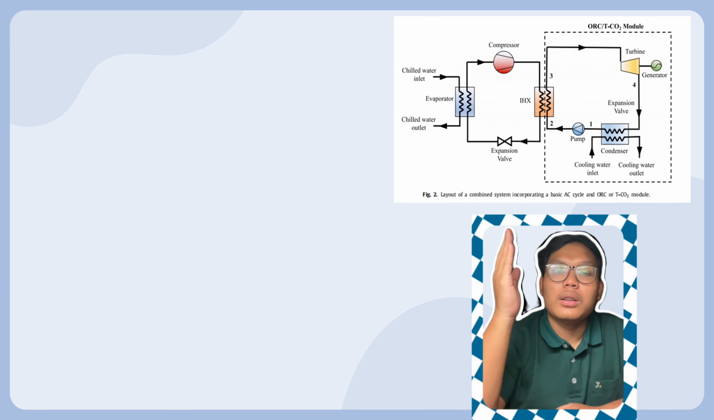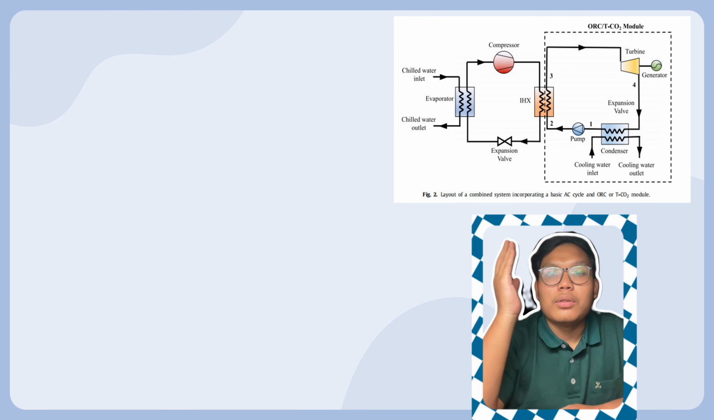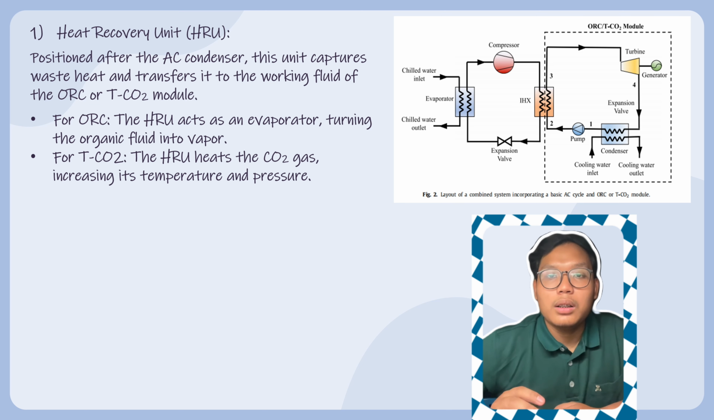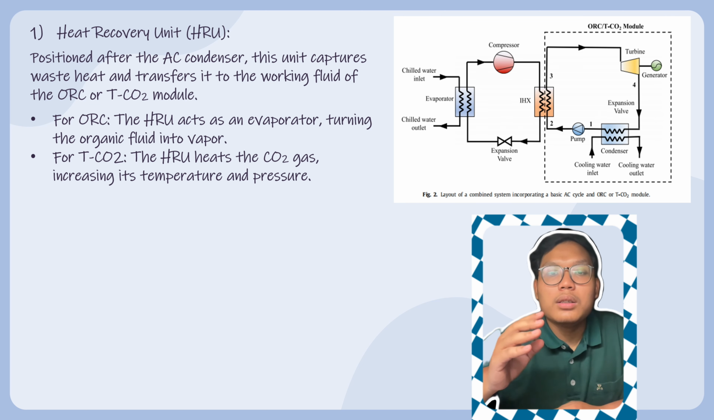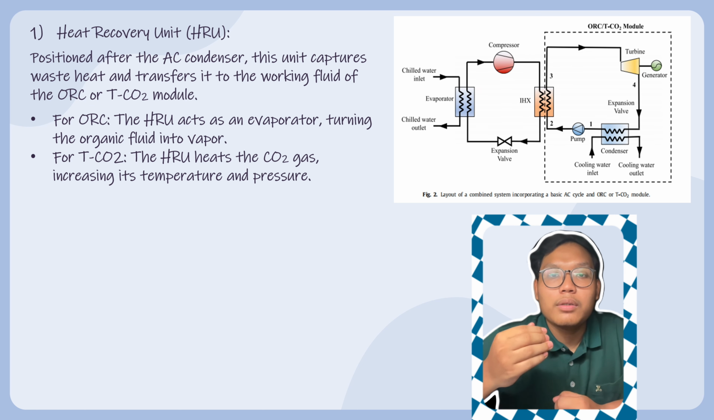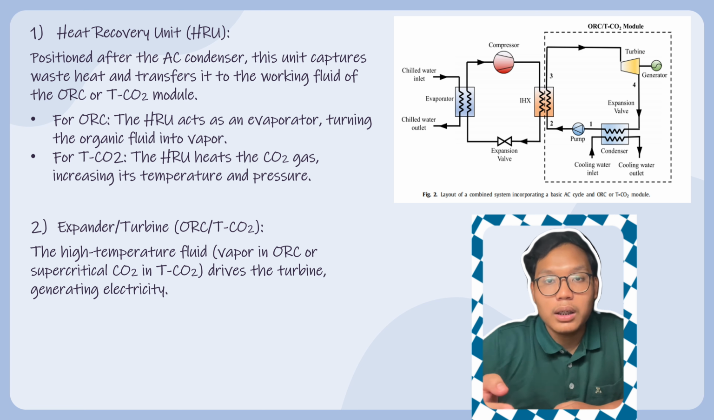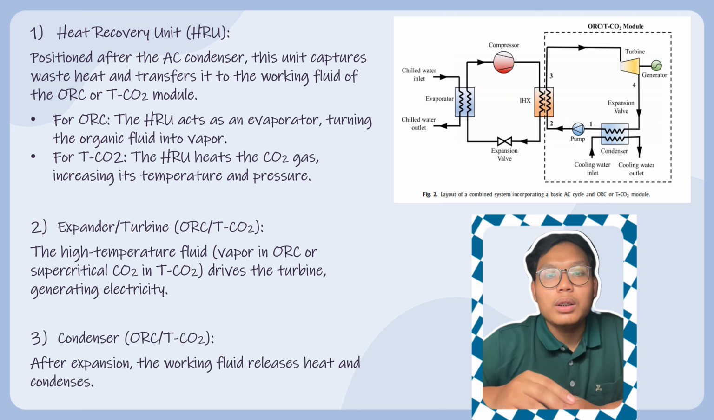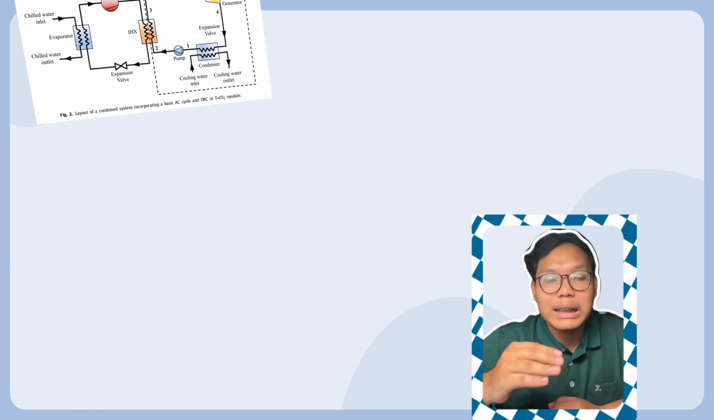So here we can see the second schematic diagram. From this schematic diagram, we can see the basic AC system combined with ORC or TCO2 module. After the AC condenser, the heat recovery unit captures waste heat. In the ORC, this heat turns organic fluid into vapor and drives a turbine to generate electricity. In TCO2, the heat increases CO2 pressure for power generation. Then, a condenser cools the fluid and a pump or compressor will recirculate it.